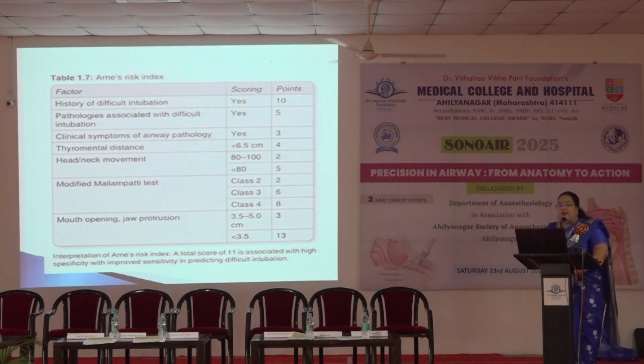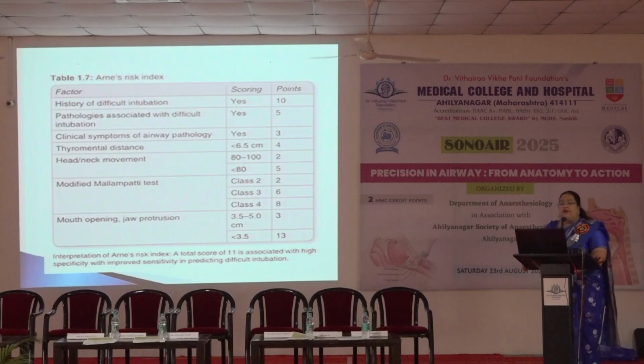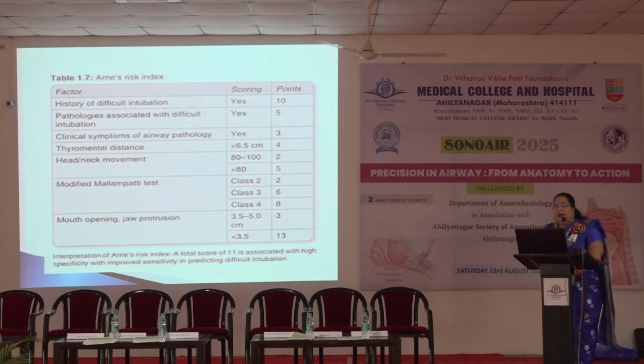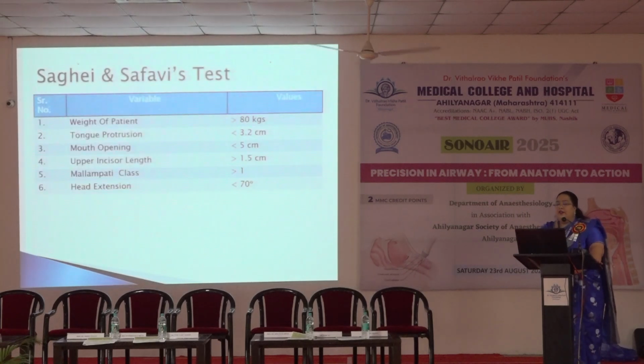The interpretation is done if the total score is 11, it is associated with high specificity and improved sensitivity in predicting difficult intubation. It consists of history of difficult intubation in the past, pathologies associated with difficult intubation, any clinical symptoms of the airway pathology, thyromental distance of less than 6.5 cm, head and neck movement, modified MPC and mouth opening.